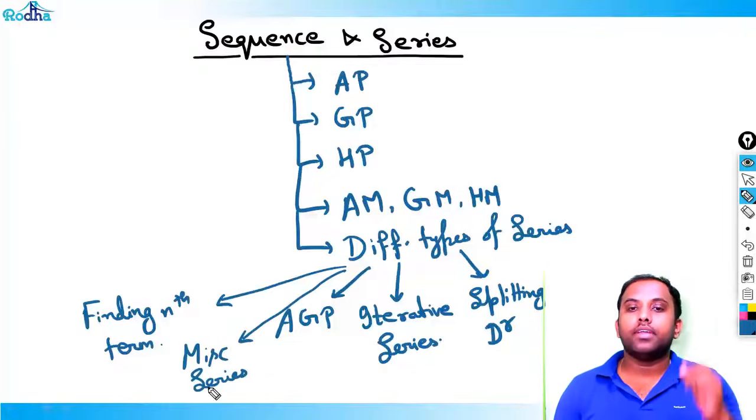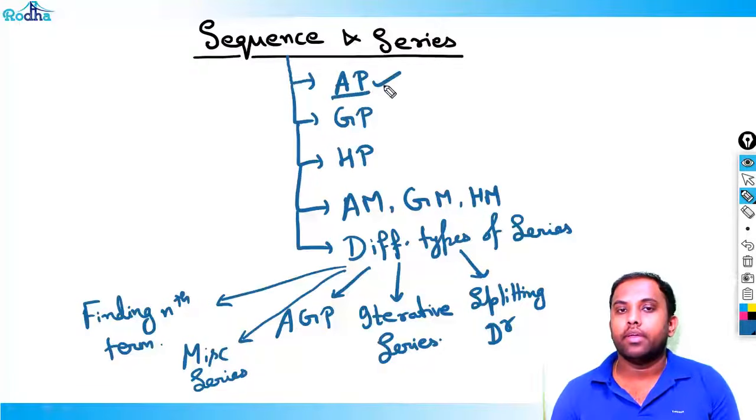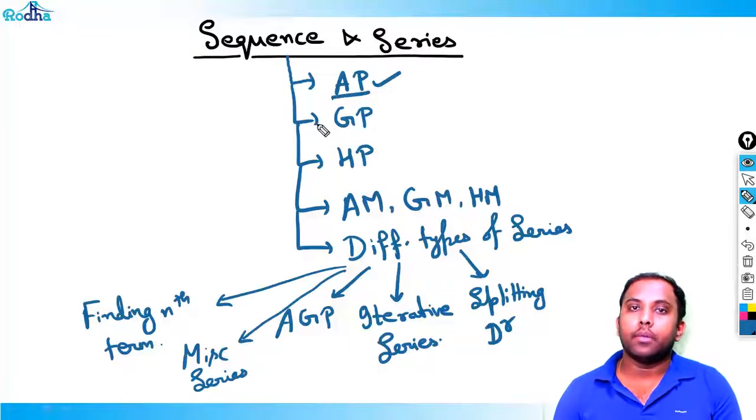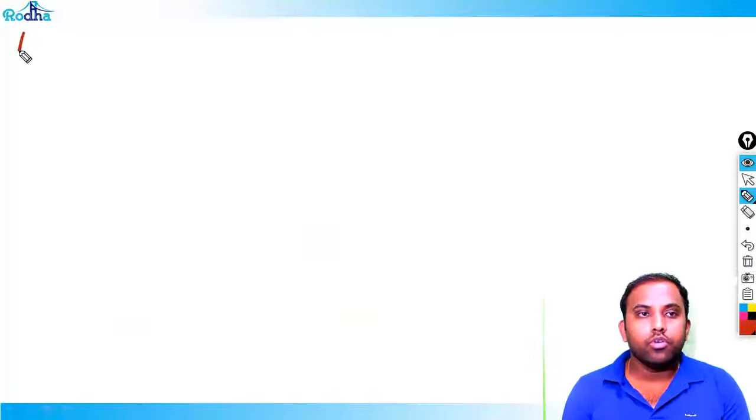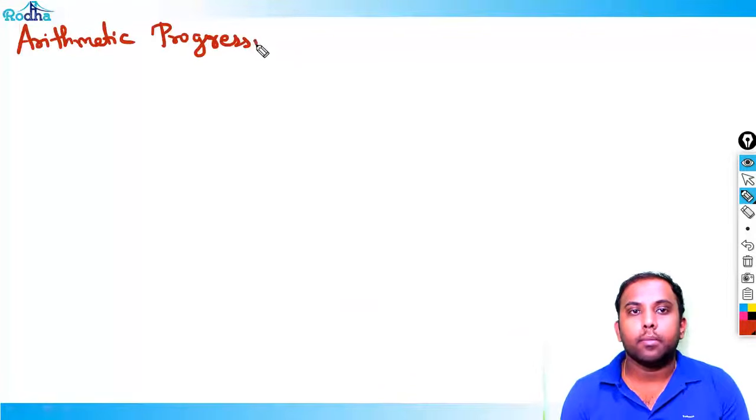So it's a very good chapter, it's a big chapter, and it's a very important chapter for any aptitude examination, especially CAT, SSC kind of examinations, bank PO. So let's start with it. We'll start with AP, arithmetic progression.